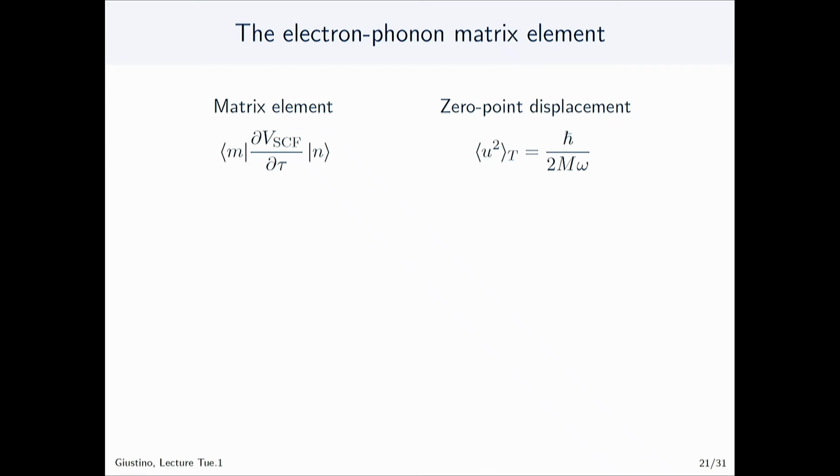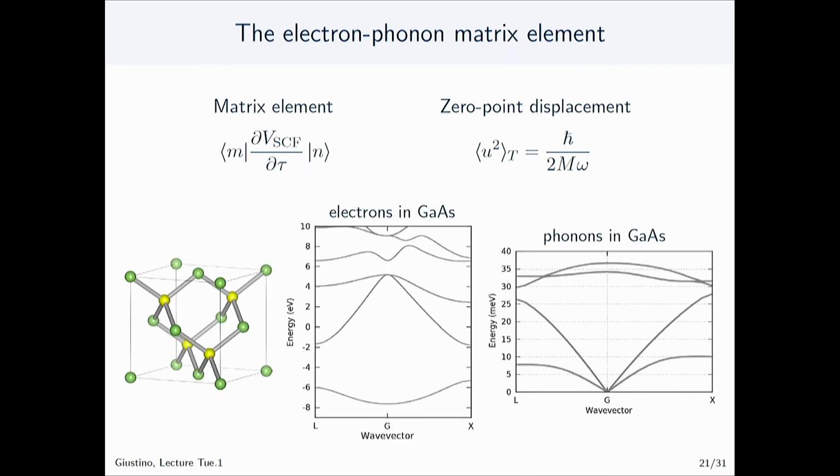You noted that I've been talking about a matrix element where the electron index is just a number, a discrete index. There is a displacement, the change with respect to one single coordinate. The zero-point displacement involved just one mass and one frequency. What you saw yesterday is that there are many masses, many frequencies, many branches of phonons and bands. So when we study electron-phonon physics, this is just an example of gallium arsenide to make contact with what you saw yesterday.